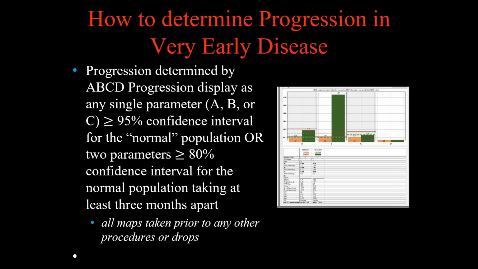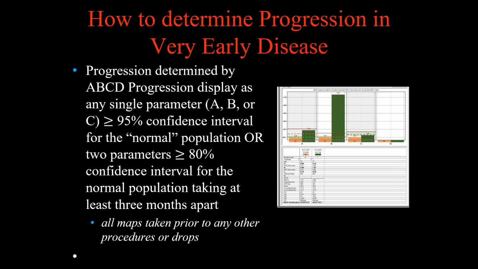How do I determine progression? Just from a statistical point of view, it's really just the ABC: any single parameter graded at a 95% confidence interval, or 2 parameters at least at the 80% confidence interval. And for those of you who do the math, 2 parameters at the 80% is effectively the same as 1 parameter at a 95% confidence interval.